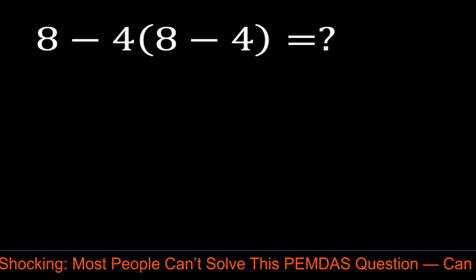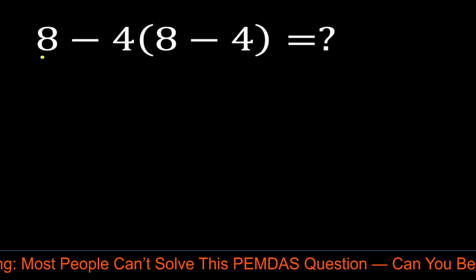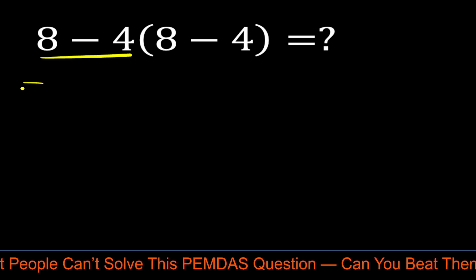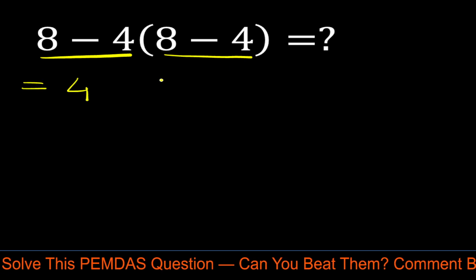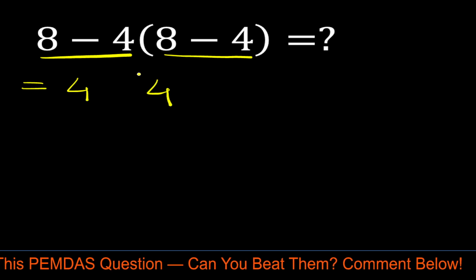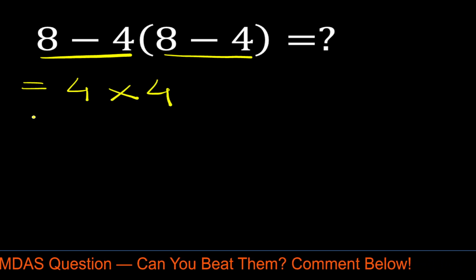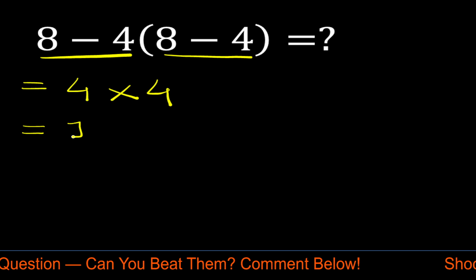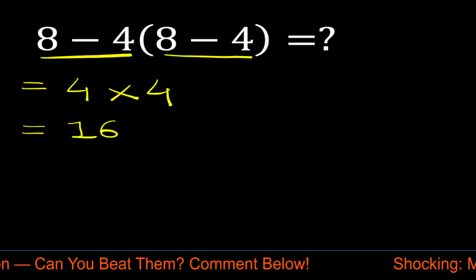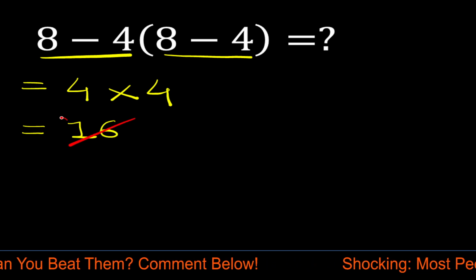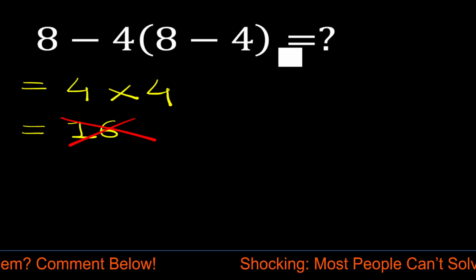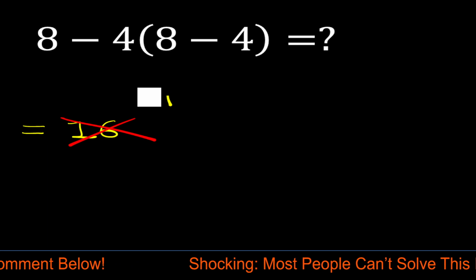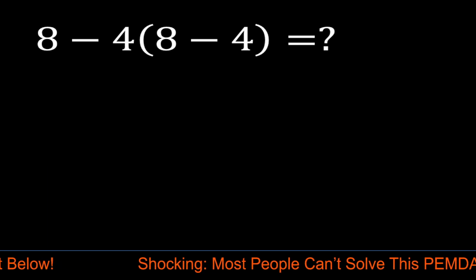So most people solve this question like 8 minus 4 is equal to 4. Then again 8 minus 4 is equal to also 4. Now 4 times 4 is equal to 16, right? But this answer is not correct. This answer is completely wrong. So now let's solve this problem correctly by using the PEMDAS rule, right?